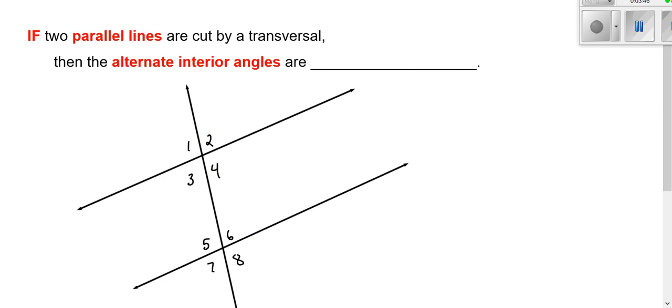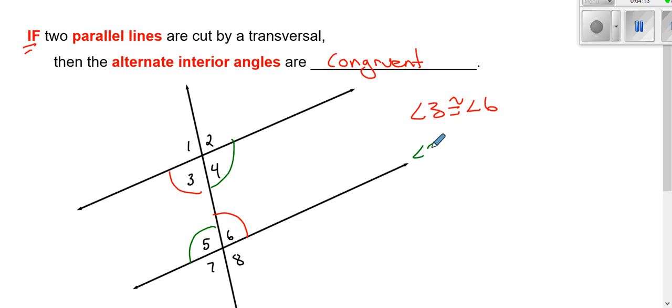Now, if the lines are parallel, again, something else becomes true about alternate interior angles. Alternate interior angles will also be congruent. That means that 3 would be congruent to 6. That also means that 5 would be congruent to 4. Because alternate interior angles are congruent if and only if the lines are actually parallel.